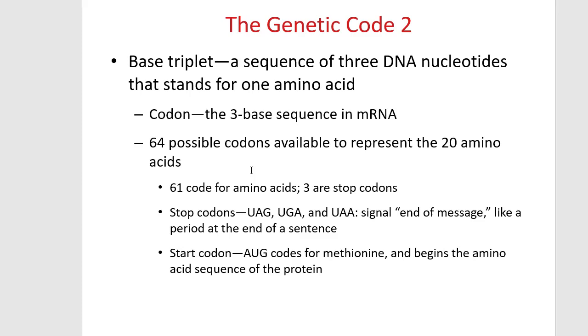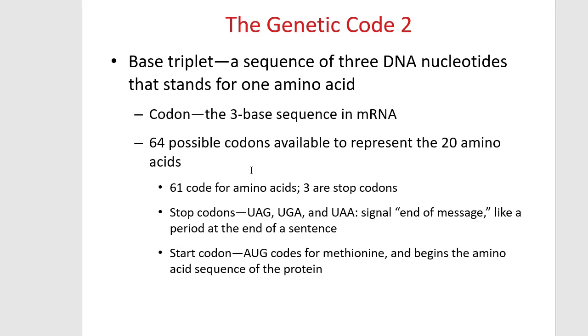Now, the base triplet is a sequence of 3 DNA nucleotides. When they are together, they are called the codon. The codon is what you see in messenger RNA. There are 64 possible codons available that represent the 20 amino acids.